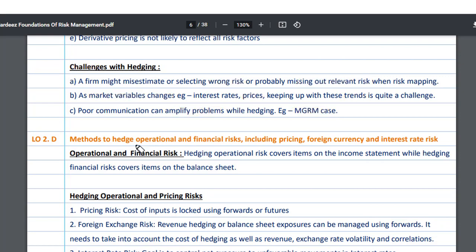Moving on to the next learning objective: what are the methods to hedge operational and financial risk? Talking about operational risk, when we are trying to hedge operational risk, we are looking at the income statement items, especially the cost. That's when we say that we are hedging our operational risk. And talking about financial risk, here we are creating a hedging program for our balance sheet items. So that's something that we need to know.